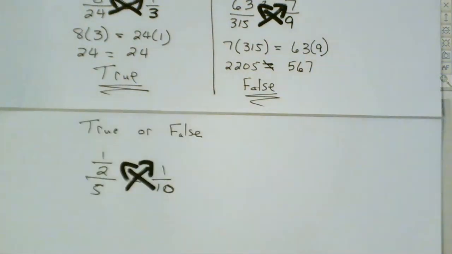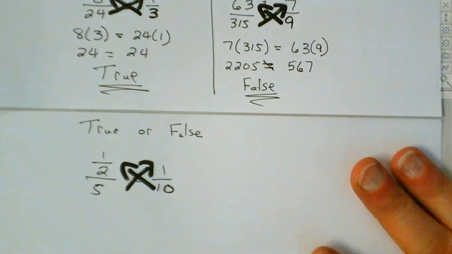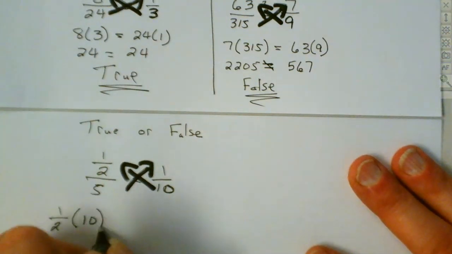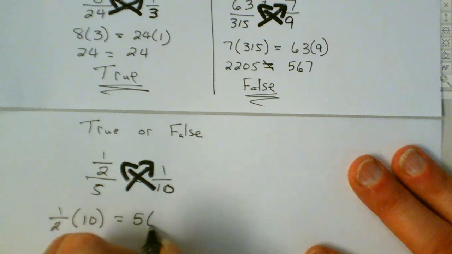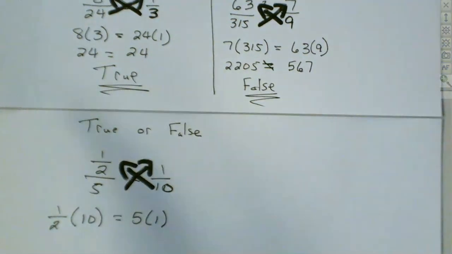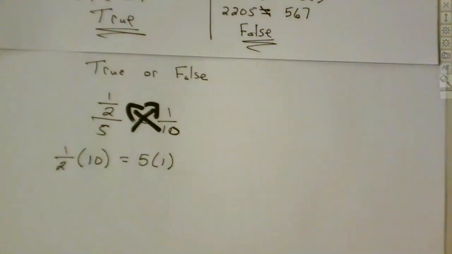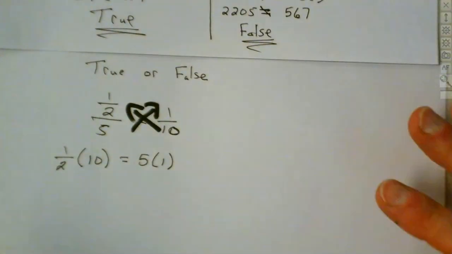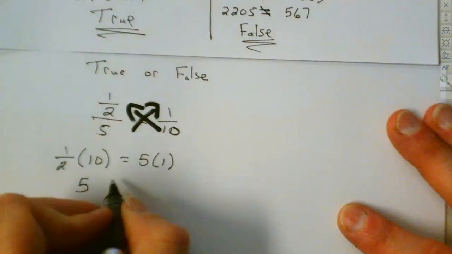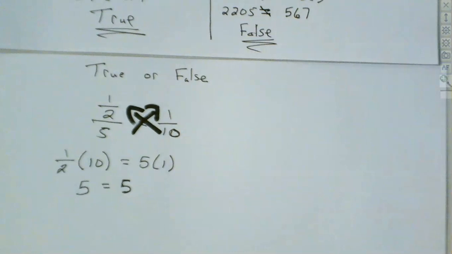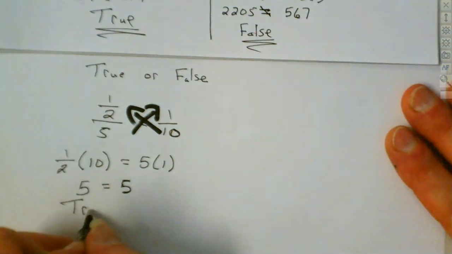Cross multiply. What does that give you? It gives you 1/2 times 10 equals 5 times 1. Well, looks to me like these are going to be the same, because what's half of 10? Half of 10 is what? 5. And the other side is 5 times 1, so it's also 5, right? These are the same, so this is true.